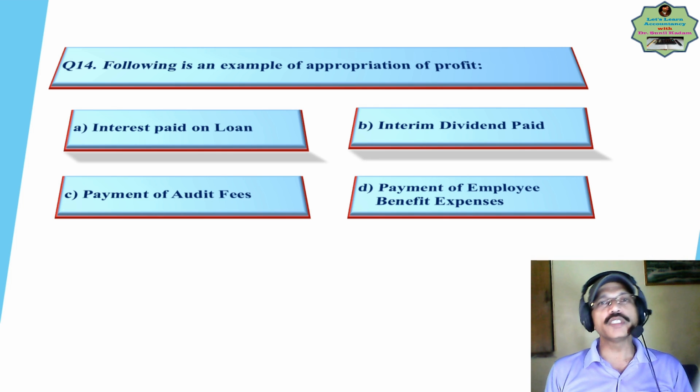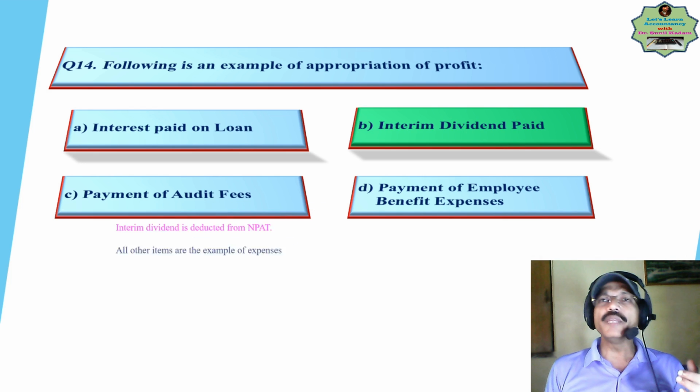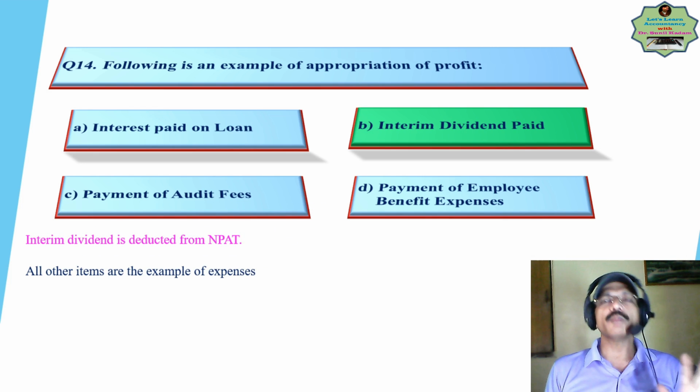Interest paid on loan is expenditure. Payment of audit fee is an example of expenditure. Payment of employee benefit expenses is an example of expenditure. But interim dividend is paid out of the profit. That is allocation of profit or appropriation of profit. Therefore the answer is: interim dividend paid is an example of appropriation of profit. And the remaining three are examples of expenses.